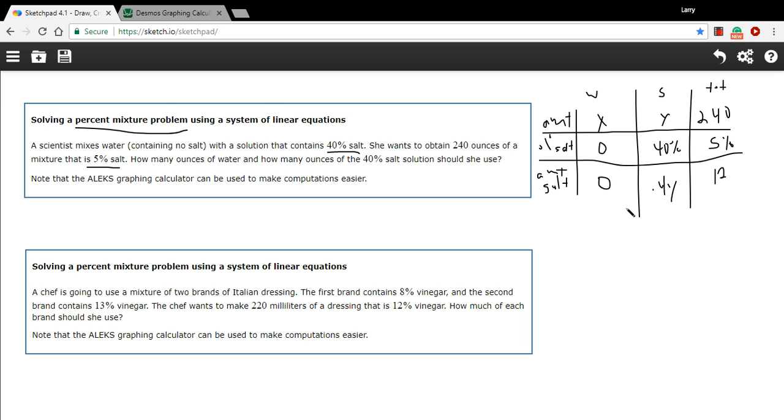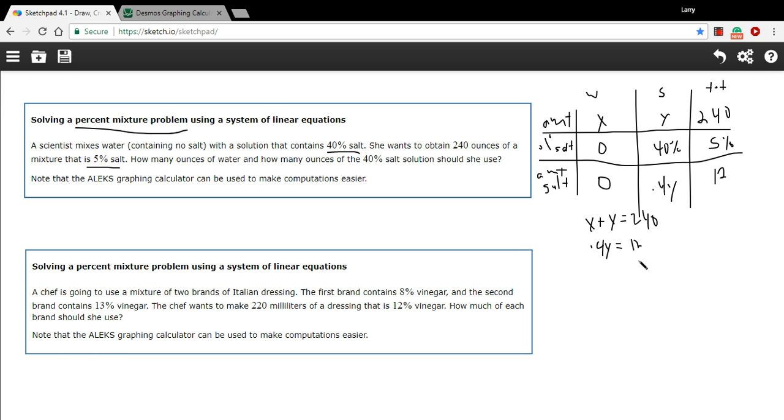From this chart, we can start to make some equations. One is pretty easy. It's from this amount line. The amount of X plus the amount of Y is going to equal 240 at the end. So that can be one of our equations. And the other one is down here, the amount of salt in each. The amount of salt here is 0, so we don't even have to write that, but 0.4Y is going to add up to 12 ounces of salt. Now we have two equations. We've got two variables, even though X didn't show up in this second one.